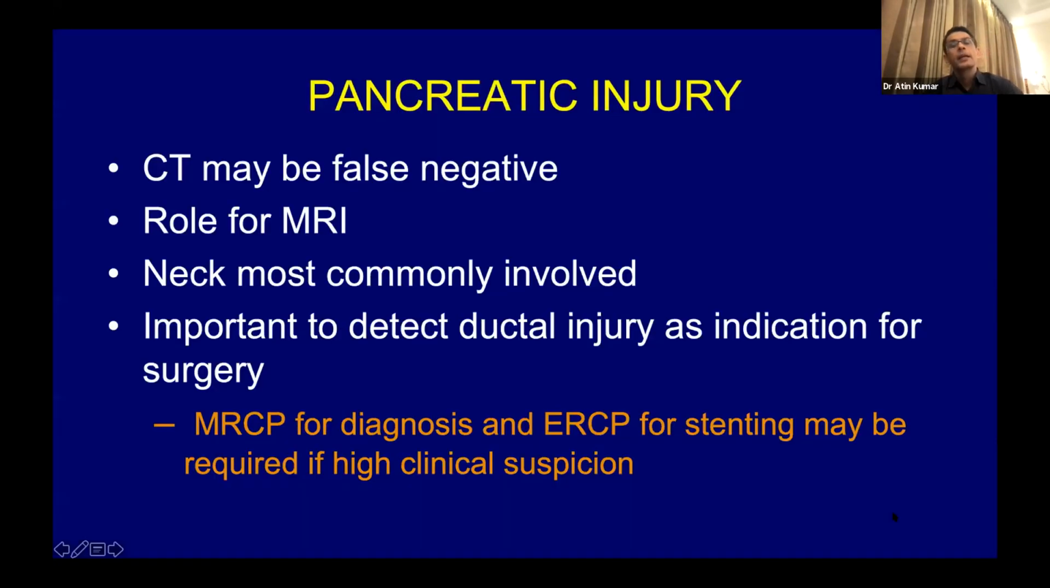Right. Coming to pancreatic injury, one thing important to note is, although CT is the modality of choice, CT may be falsely negative in some set of patients. There is a role for MRI in pancreatic injury. In fact, MRI plays a role only in pancreatic injury in the setting of abdominal trauma, right?